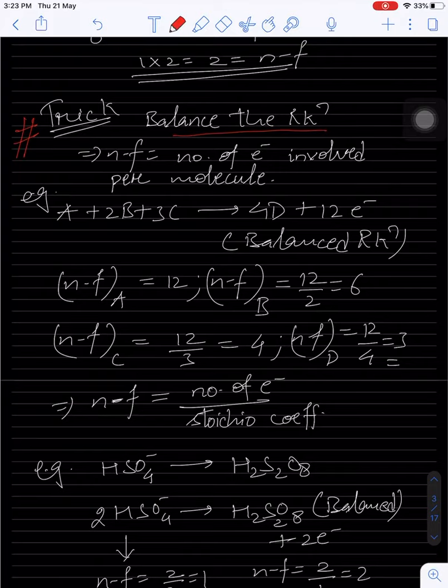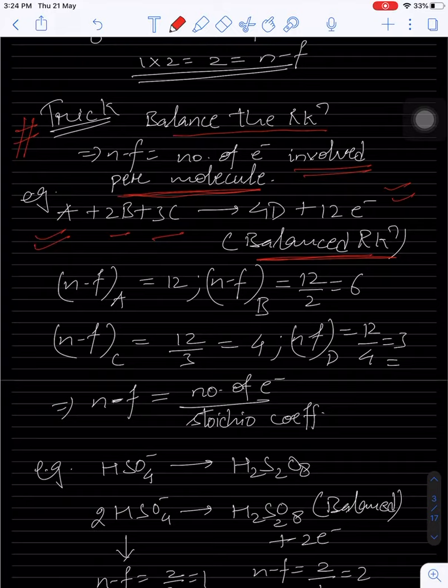Balance the reaction. So how do we find the number of electrons, or the N factor? We will find N factor equal to the number of electrons involved per molecule, gained or lost. Simply balance the reaction. Let us say we have a reaction A + 2B + 3C gives 4D + 12 electrons. Let us assume this is a balanced reaction.